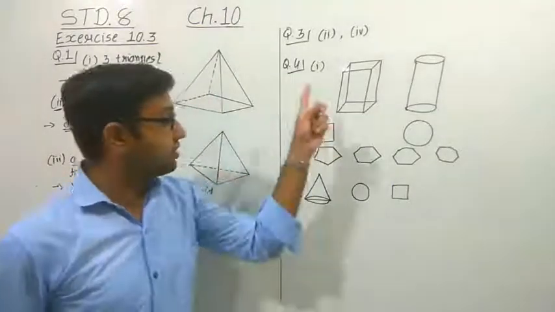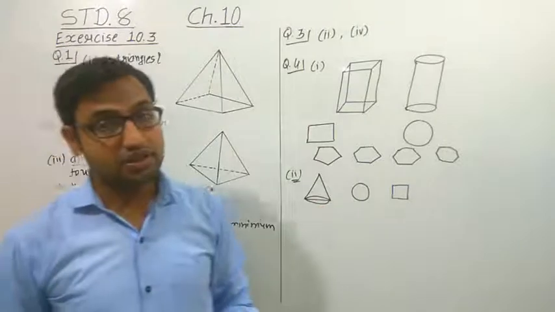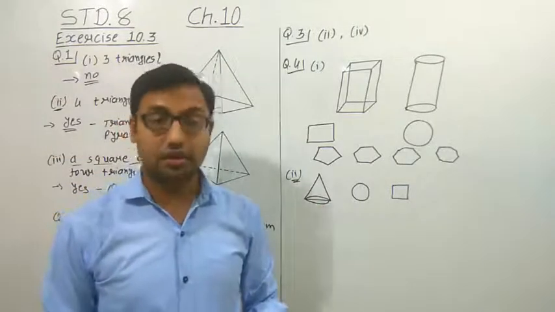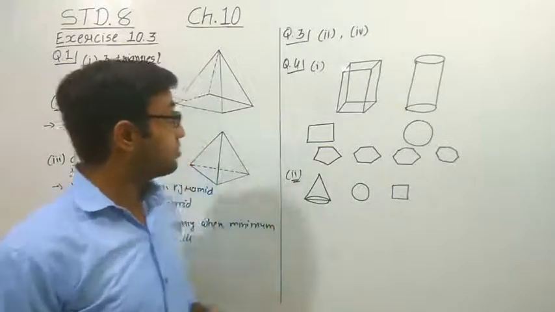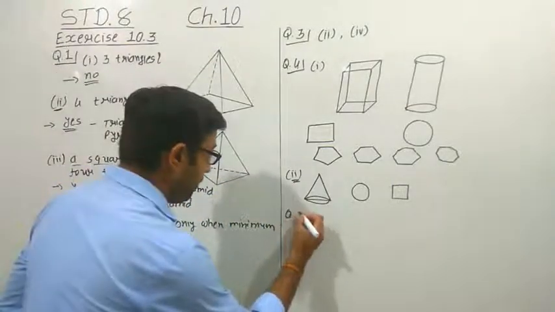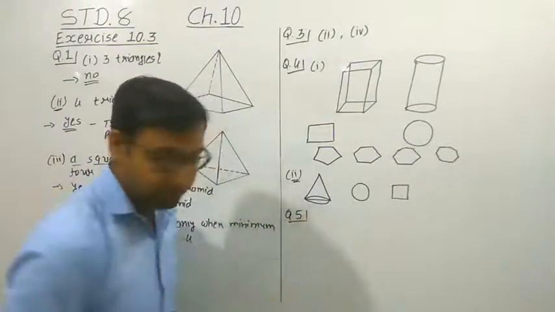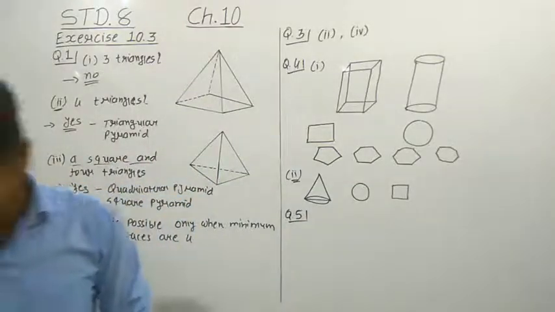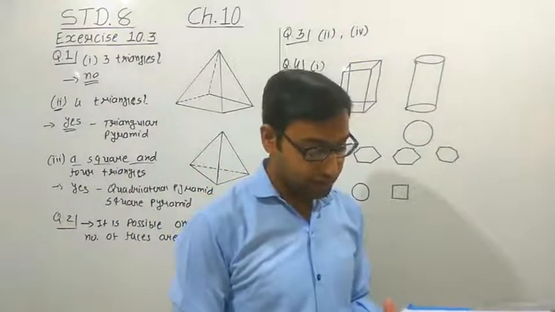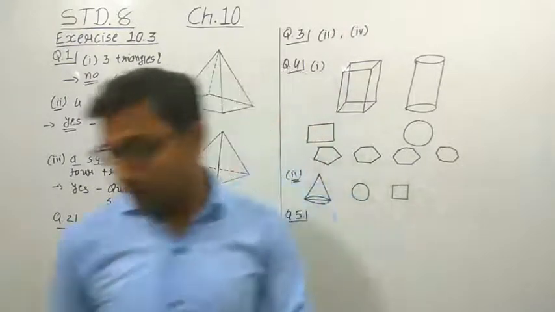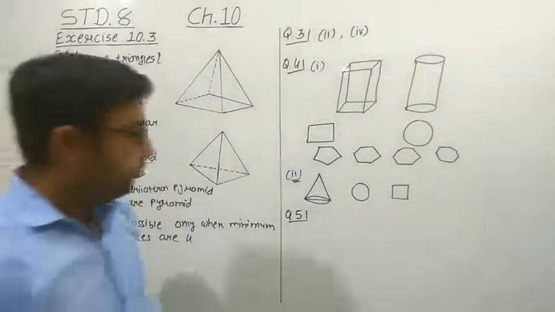So both questions 1 and 2 have the same answer, that we have to increase the number of sides in the base, right? So this is question number 4. Now let us study question number 5. Question number 5 is, is a square prism the same as a cube? Explain. So what is a cube?